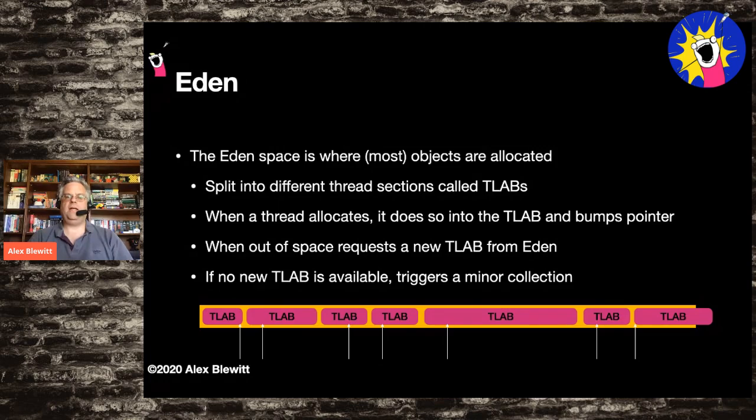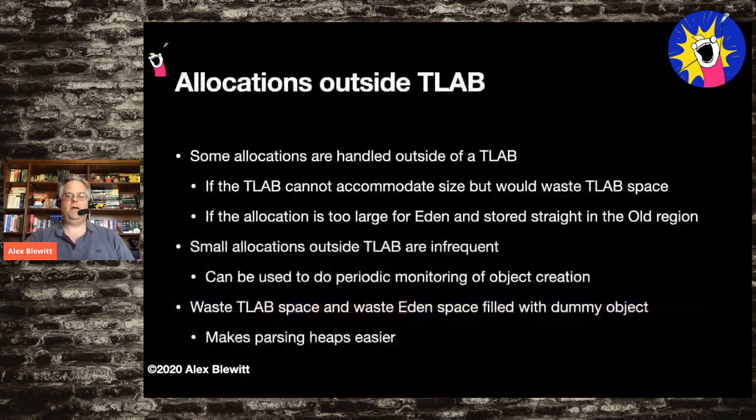And it's only when you allocate a new TLAB that you need to do any synchronization operations. But you can have allocations that happen outside the TLAB in a couple of different places. One of them is when you want to create an object that's too large to fit in the current TLAB, but if you just requested a new TLAB, you'd waste a bunch of space, in which case it effectively becomes its own separate TLAB, its own object within the Eden space.